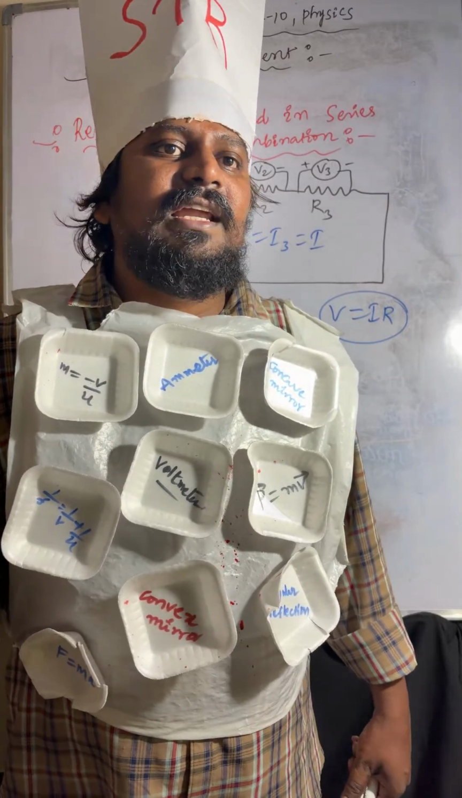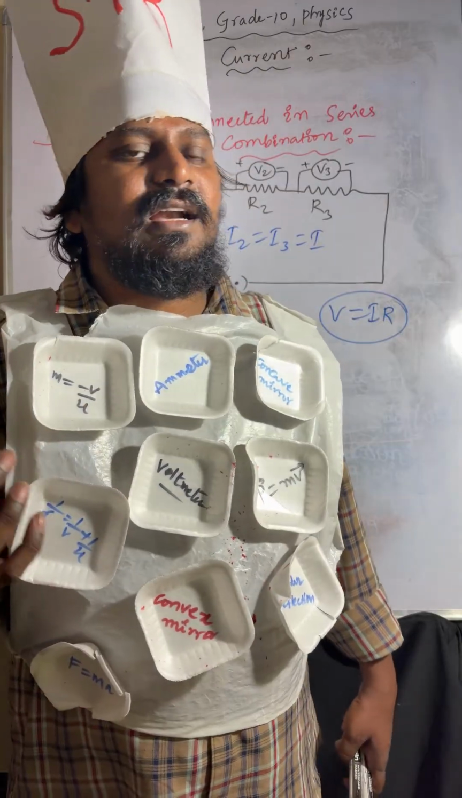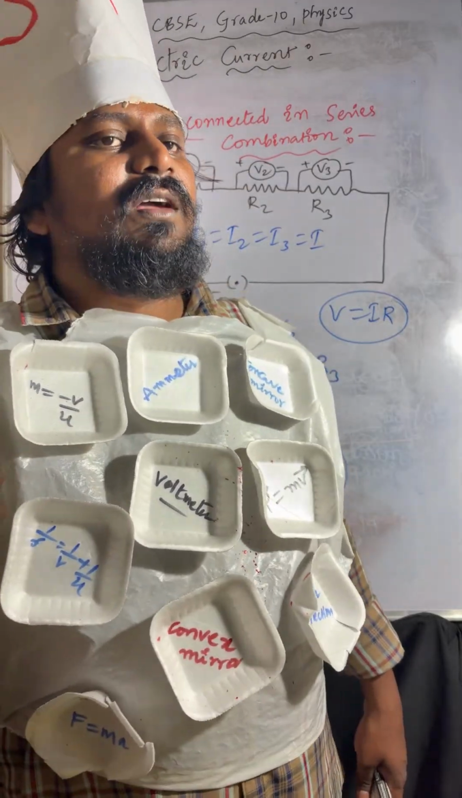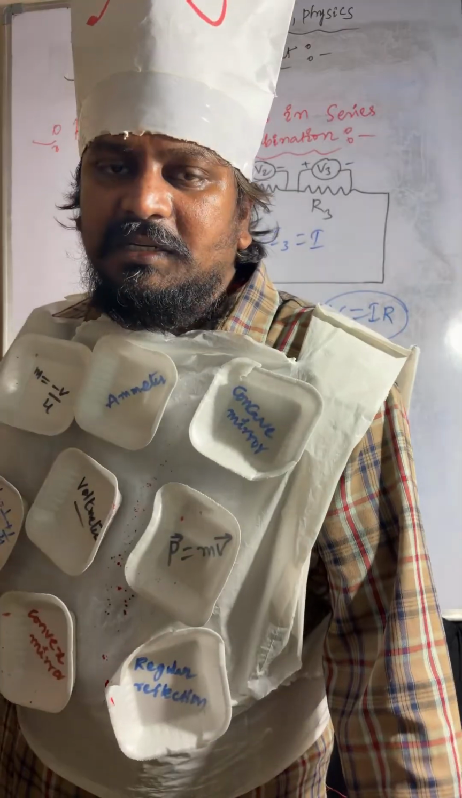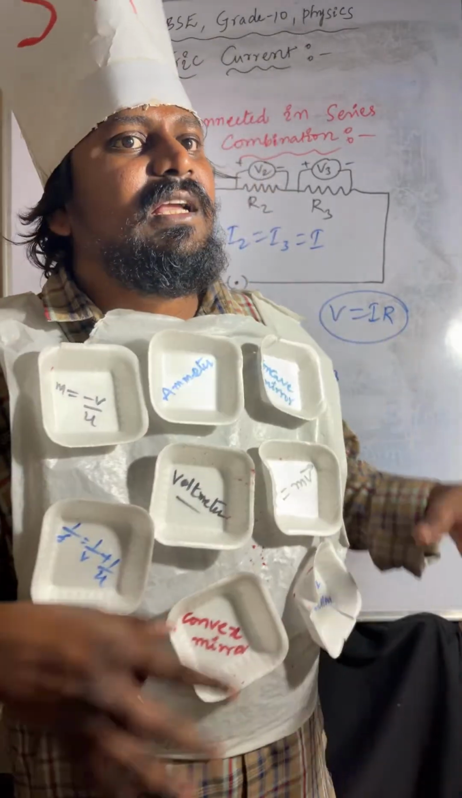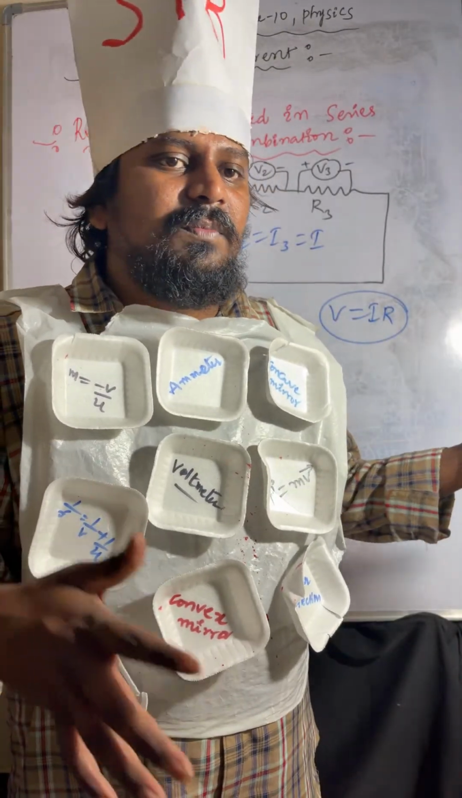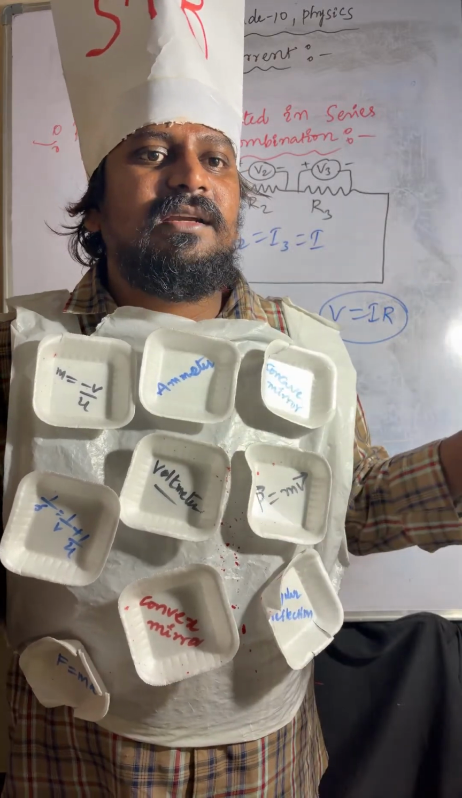So, heating effect of electric current. Heat produced in the conductor is directly proportional to the square of current. Heat produced in the conductor is directly proportional to resistance. Heat produced in the conductor is directly proportional to time. So this is about electric current.